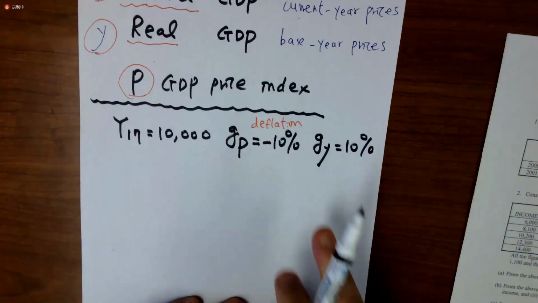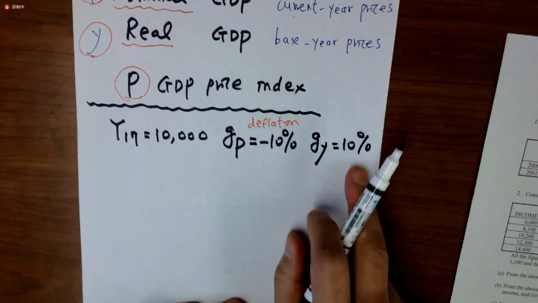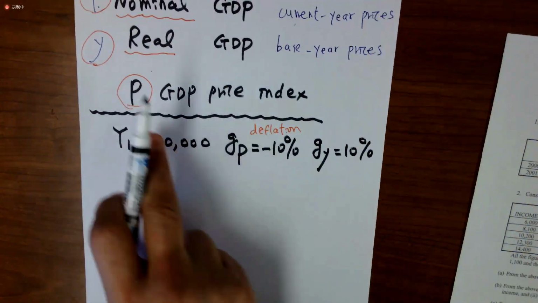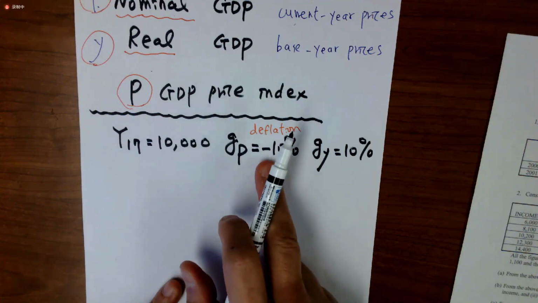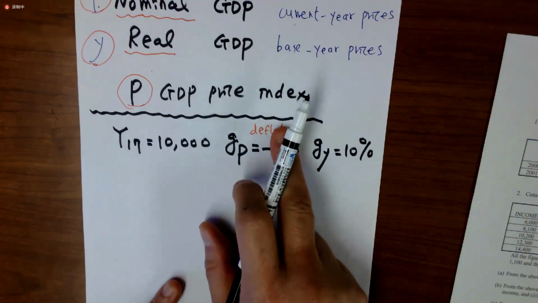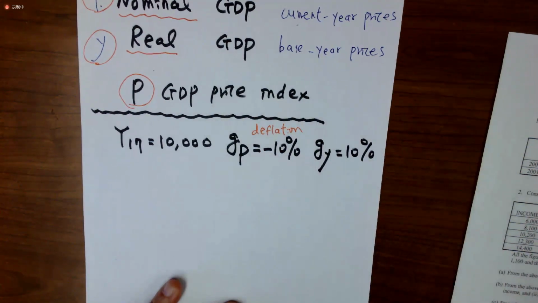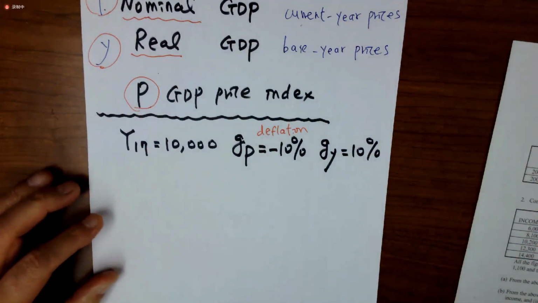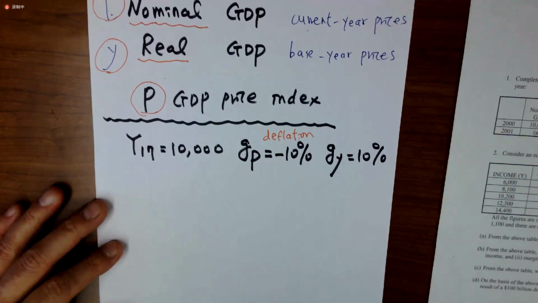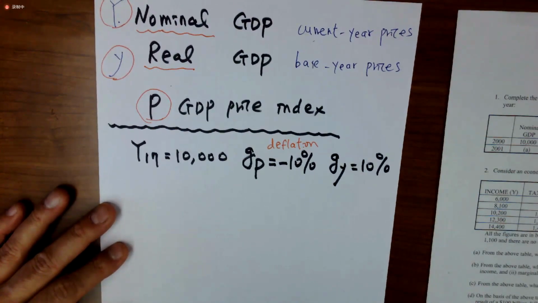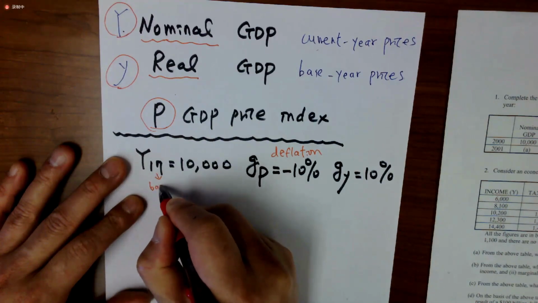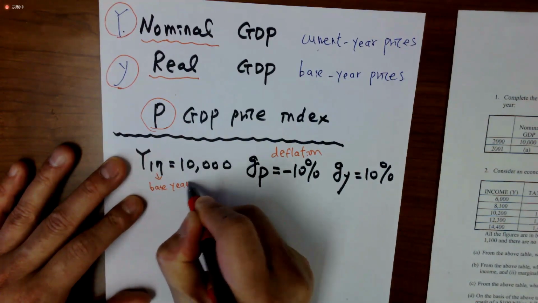Okay? So the growth rate of real GDP is plus 10%. The growth rate of prices, the GDP price index, is negative 10%. That means prices are falling. The economy is doing a deflation. All right. So now, 2017 is the base year, right? 2017 is the base year.